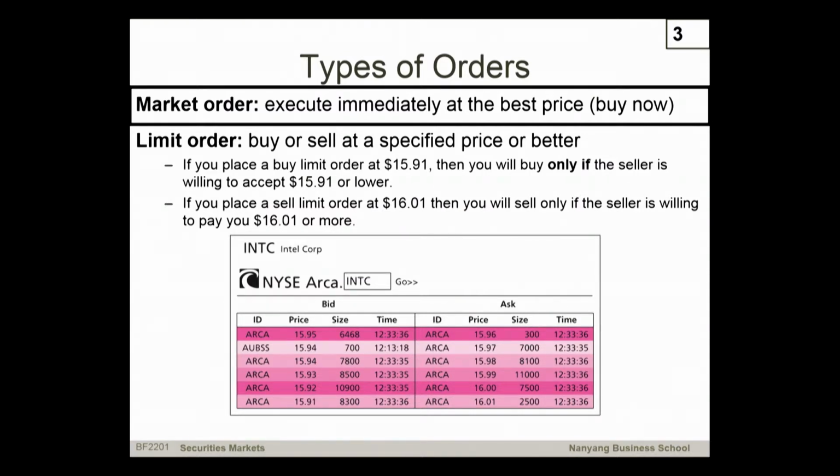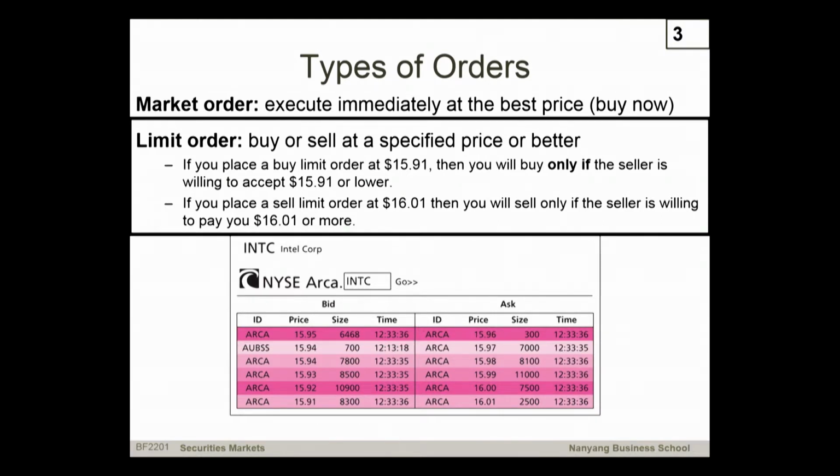So let's say I want to buy 100 shares of Intel. And if you recall from the previous video, when I buy, I pay the ask. And in this case, I'm going to be paying $15.96 to buy the shares. Also, if I wanted to sell Intel, again, the 100 shares, I would receive $15.95. Now, I may also want to place in what's referred to as a limit order.